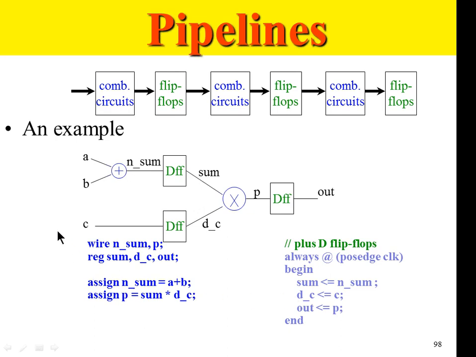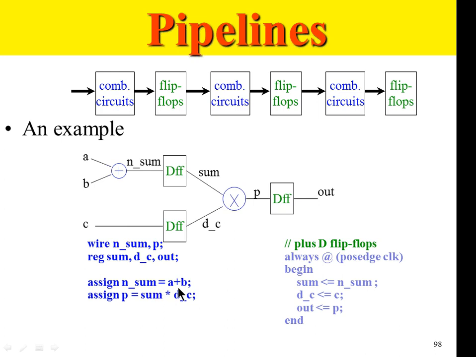We are not defining the module and the input-output ports here. It is assumed that you understand how module and port definitions are done. This is the core logic part. Wire n underscore sum and p: these are two wires I need. Reg sum, d underscore c and out: sum, d underscore c and out are the three flip flops I'm going to need, because I need to implement flip flops. I declare a reg for each of them.